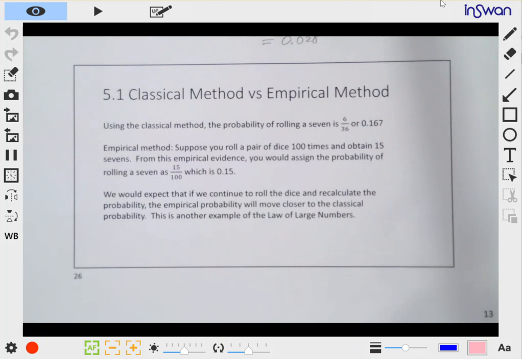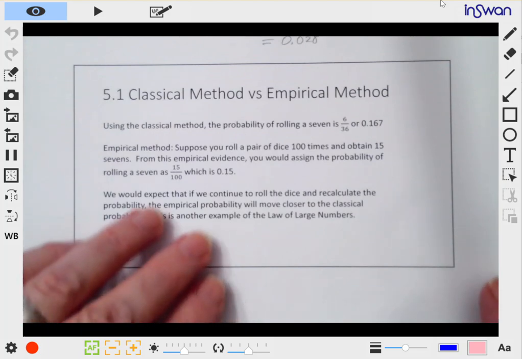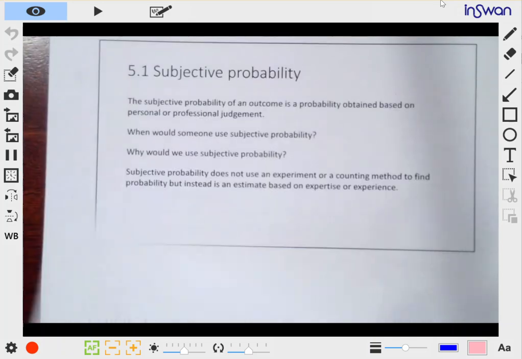So from the empirical evidence, you would assign the probability of rolling a 7 as 15 out of 100, or 15 hundredths. We would expect that if we continue to roll the dice and recalculate the probability, the empirical probability will move closer to the classical probability. Again, this is another example of the law of large numbers. The more times we perform the experiment, the closer the probability will get to the actual probability. All right, let's move on to the next slide.